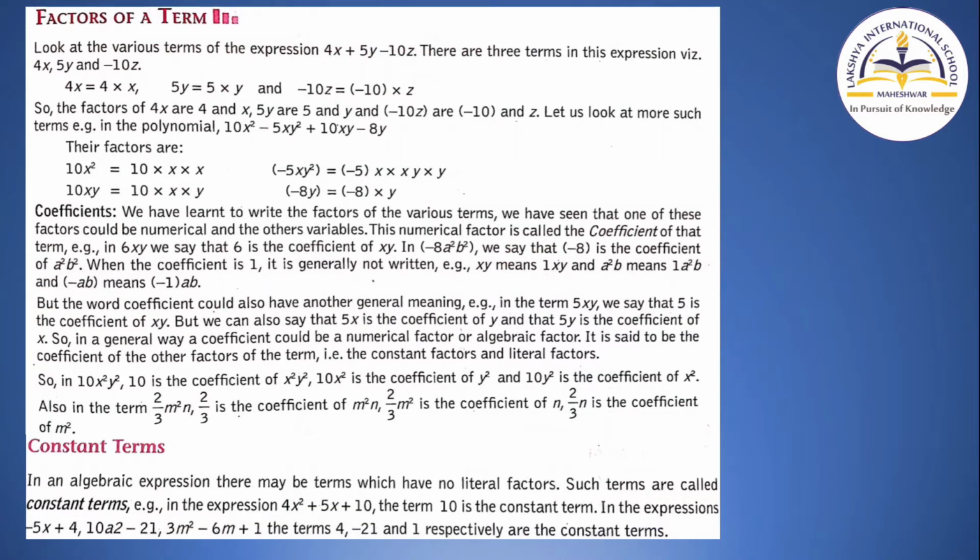Now, factors of a term and what are constant terms. Factors of a term: you can see, suppose 10x square. So 10 multiplied by x into x. Okay, these are its factors. Now minus 5xy: minus 5 into x into y. Then minus 2 into x into y into y. So these are the factors. Now constant terms: suppose we have 4x square plus 5x plus 10. In this, 10 is a constant term. A term without a variable is a constant term.